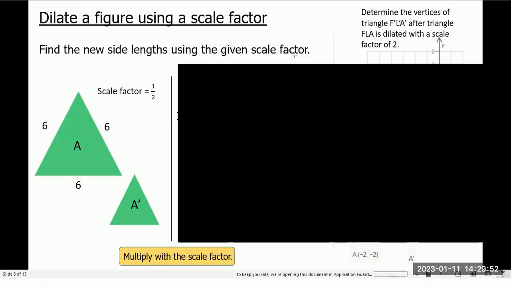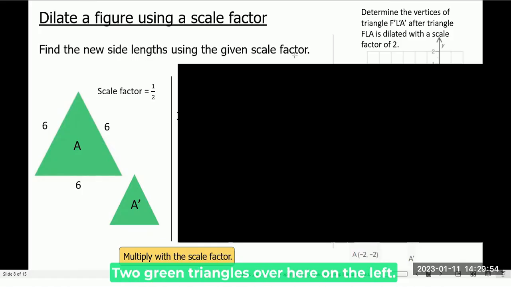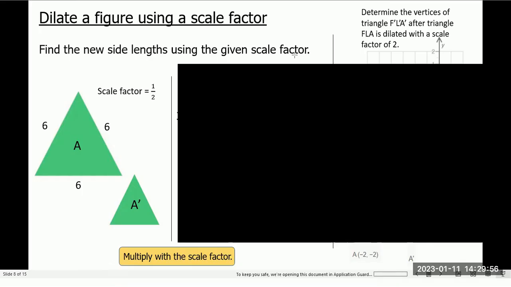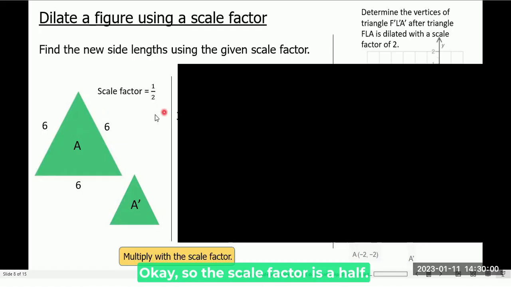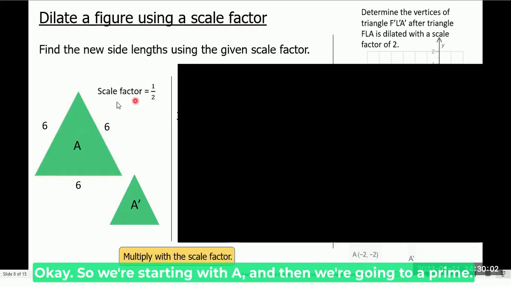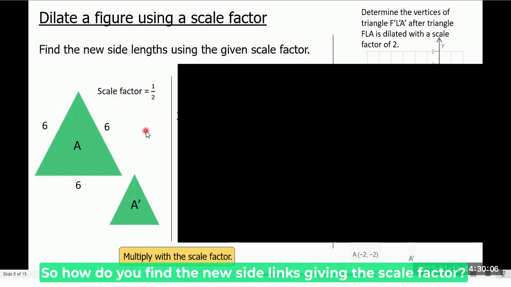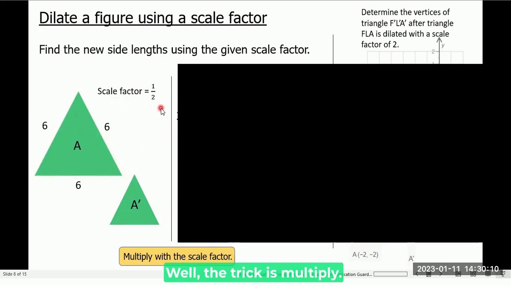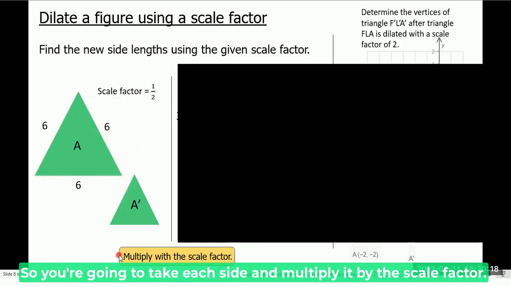So we've got 2 green triangles over here on the left. Let's go over there. The scale factor is a half. We're starting with A and then we're going to A prime. So how do you find the new side lengths given the scale factor? Well, the trick is multiply. You multiply with that scale factor. So you're going to take each side and multiply it by the scale factor.